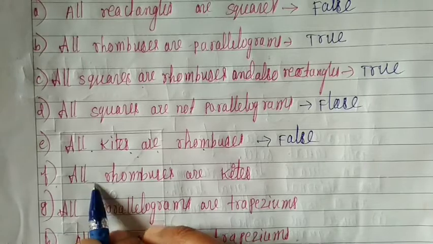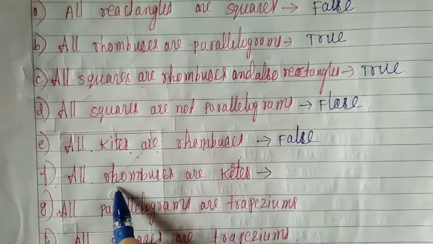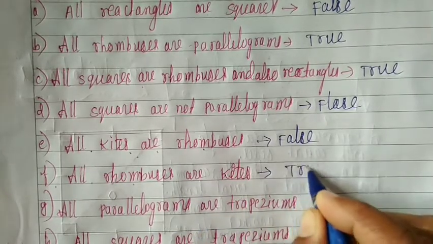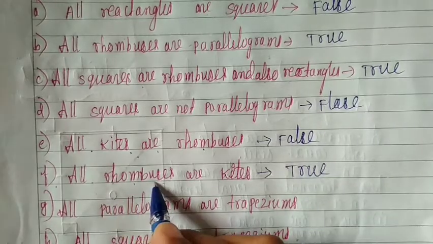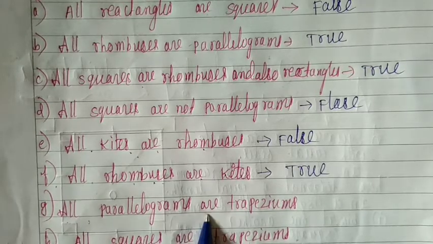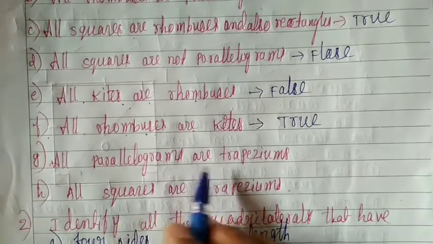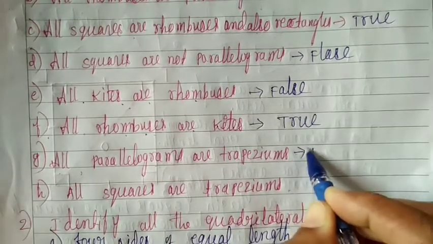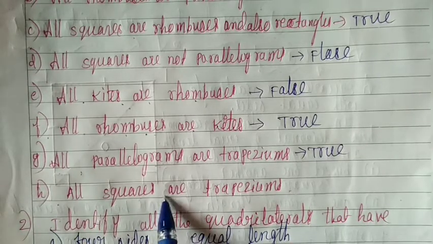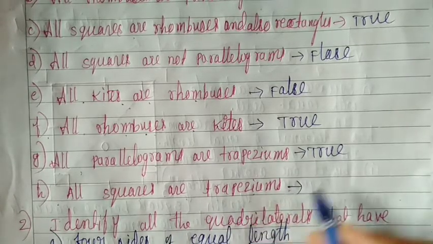F. All rhombuses are kites. Dear children, observe. Yes, it is true. G. All parallelograms are trapeziums. Yes, it is true. Last one, H. All squares are trapeziums. Yes, true.